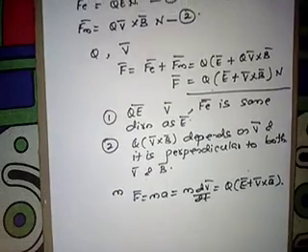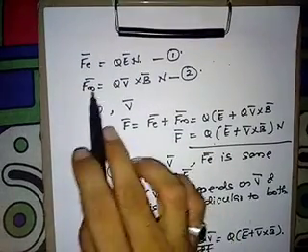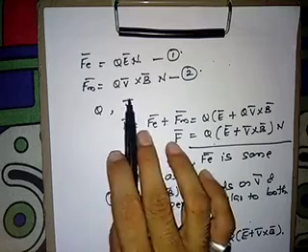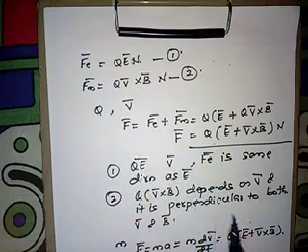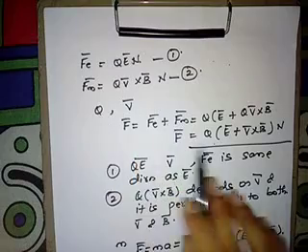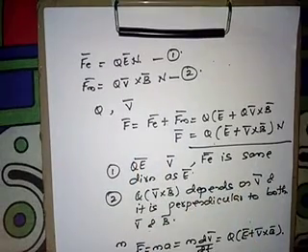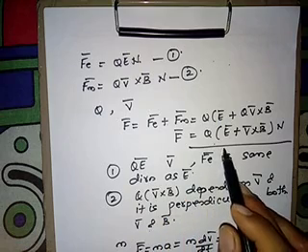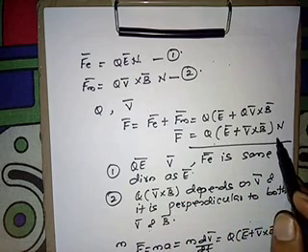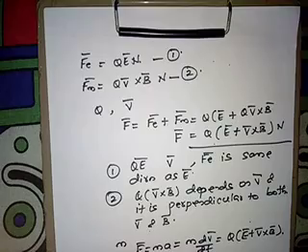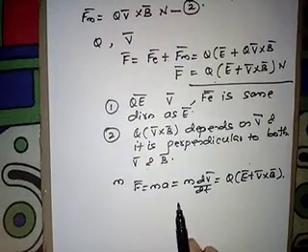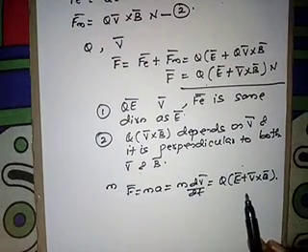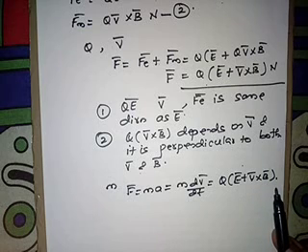So we started with Fe is equal to QE bar, and Fm is equal to Q V bar into B bar. Total force is the sum of Fe bar and Fm bar. Then we have stated a few points on this equation. F bar is equal to Q into E bar plus V bar into B bar newtons. Then we have written the equation in terms of force is equal to mass into acceleration, and equated it to Q into E bar plus V bar into B bar.